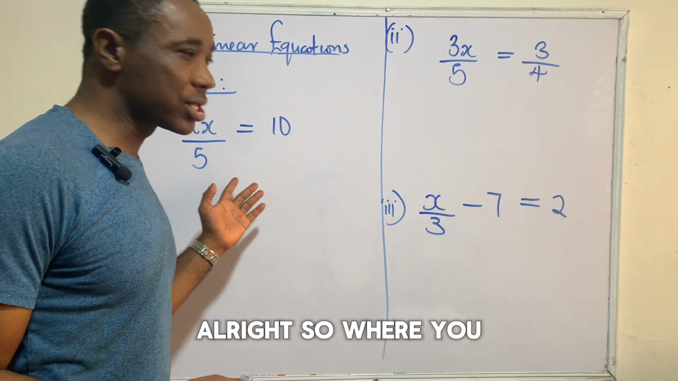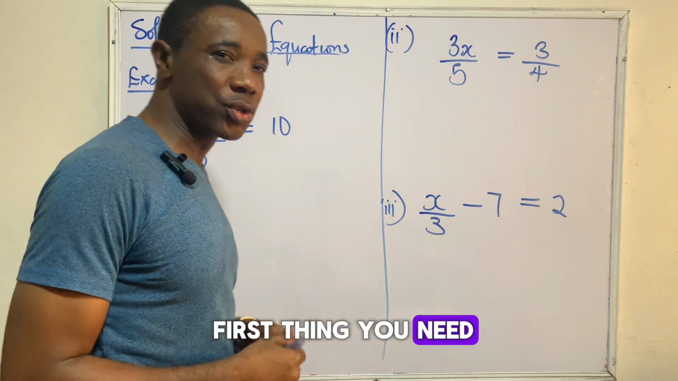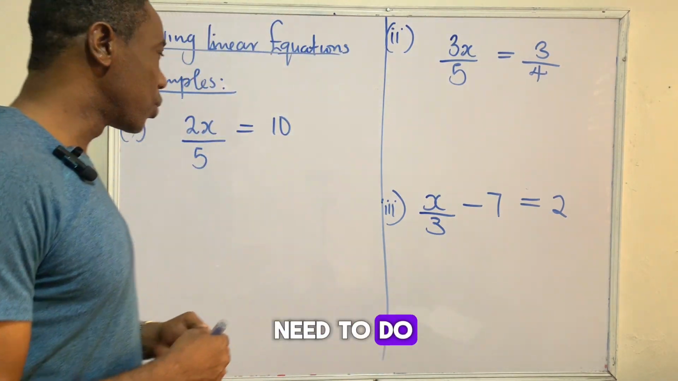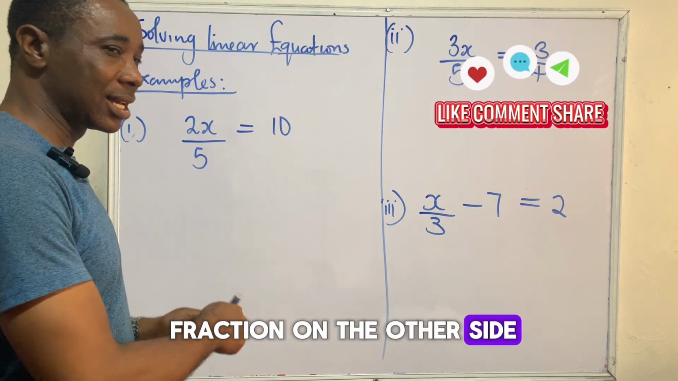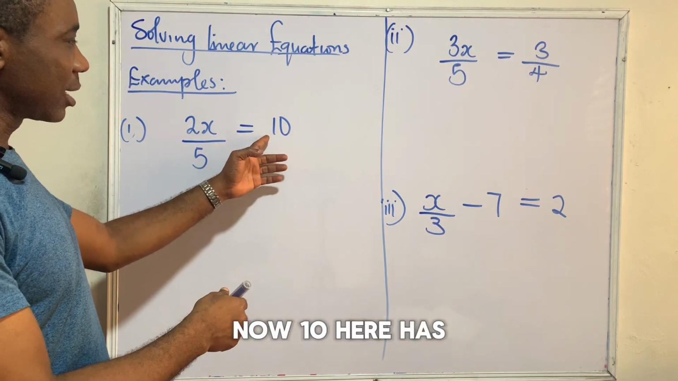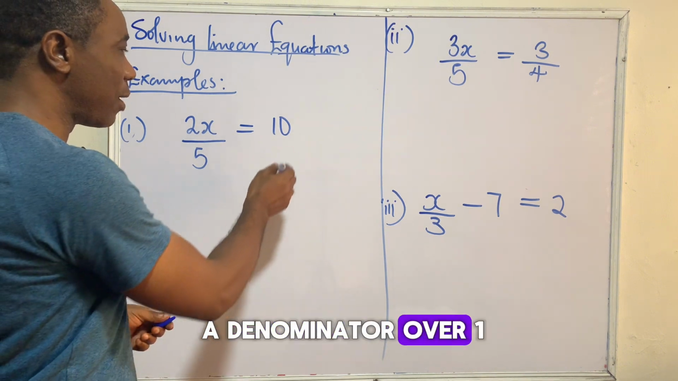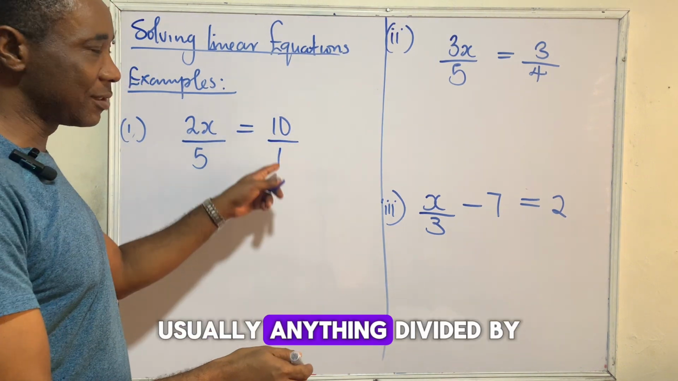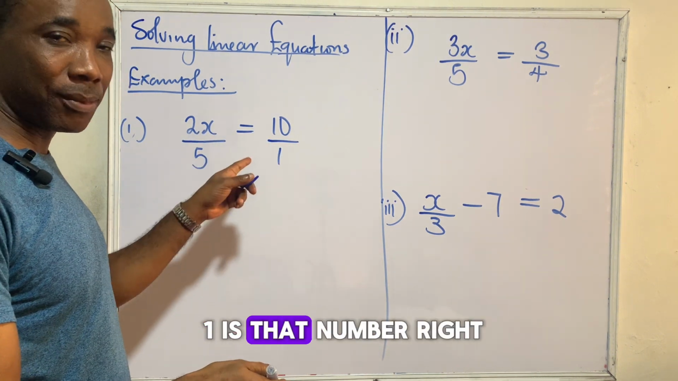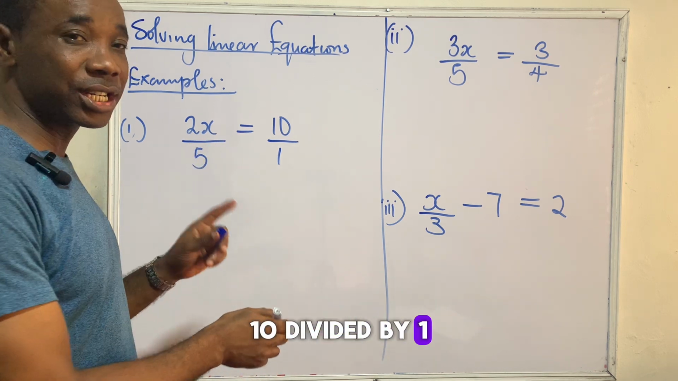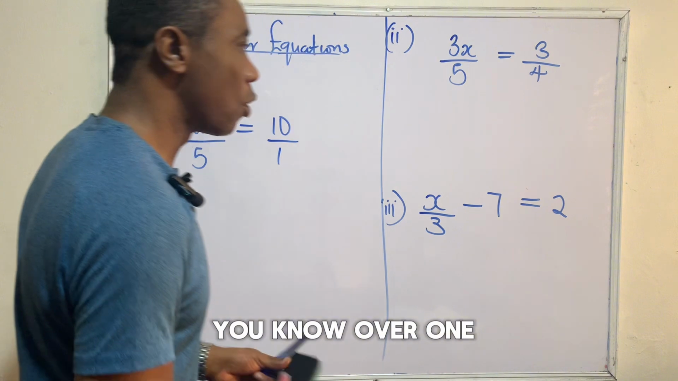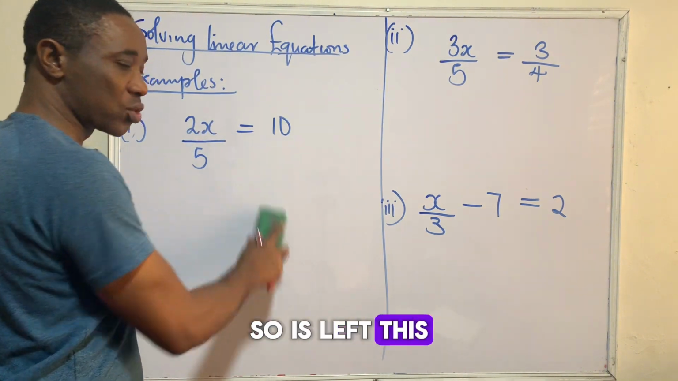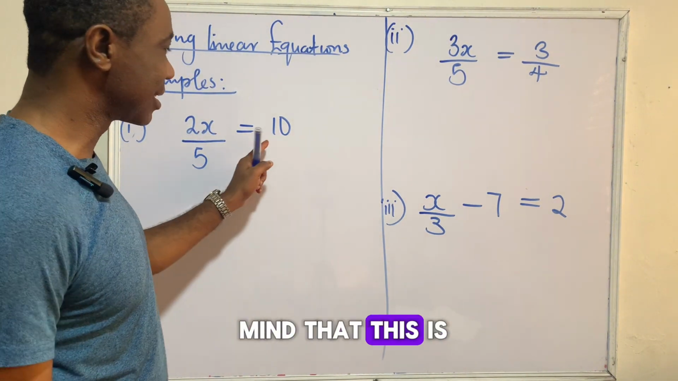Right? So when you see an equation like this, what's the first thing you need to do? The first thing you need to do when you have a fraction on one side and a fraction on the other side. Now, 10 here has a denominator of 1. Usually anything divided by 1 is that number, right? 10 divided by 1 is 10. That is why we usually do not write the over 1 like this, so it's left this way. So bear in mind that this is 10 over 1.